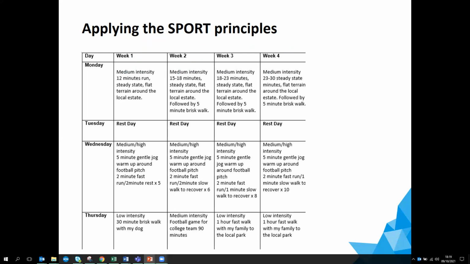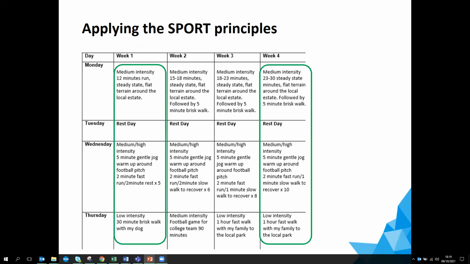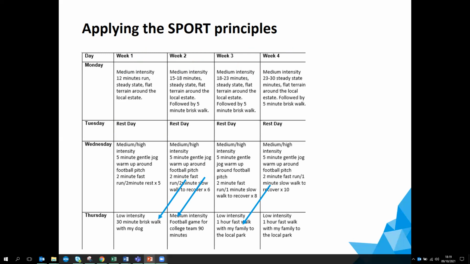Reversibility. The plan demonstrates that training is going to continue over a 4-week period. And finally, tedium. The plan includes a mix of training, such as running different running intervals, different sports, and hobbies.